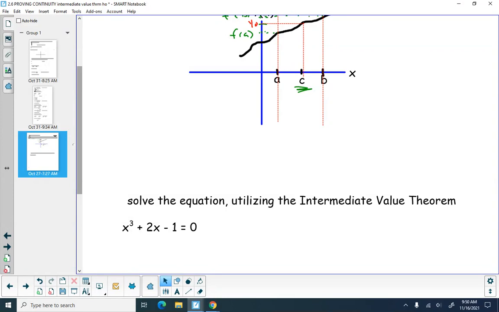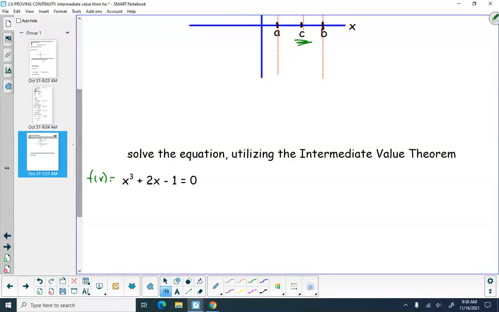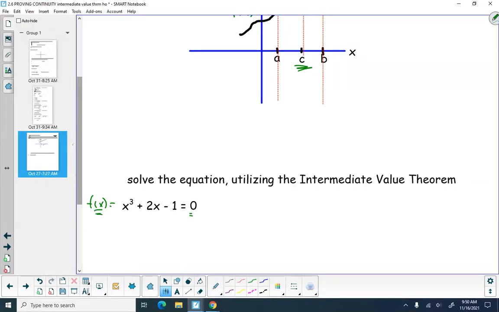We want to solve the equation using the intermediate value theorem. We have x cubed plus 2x plus 1 is equal to 0. This is our function, f of x, equal to the value of 0. I'm trying to find this c value where our function value is 0. So this is your y naught. I want to solve this equation somehow. Well, what we need to come up with is an interval.